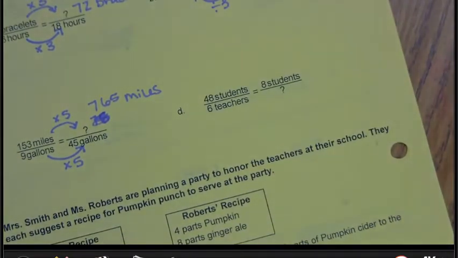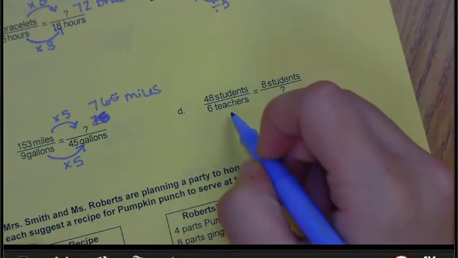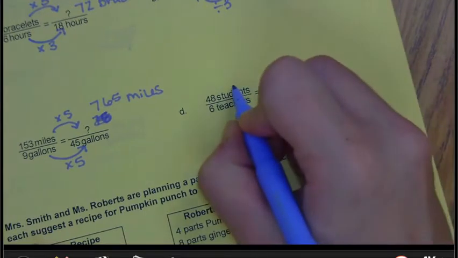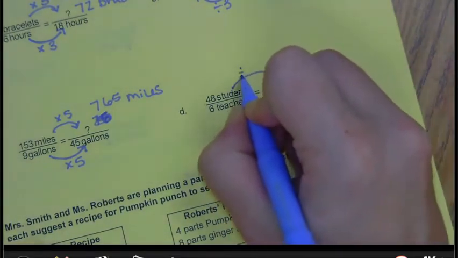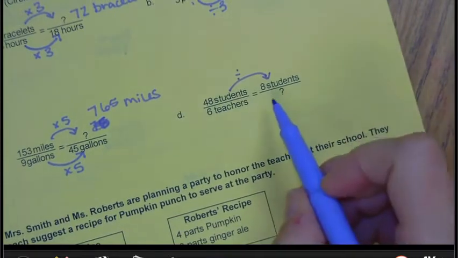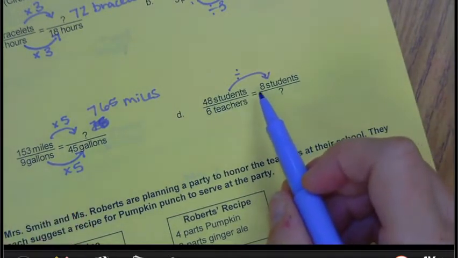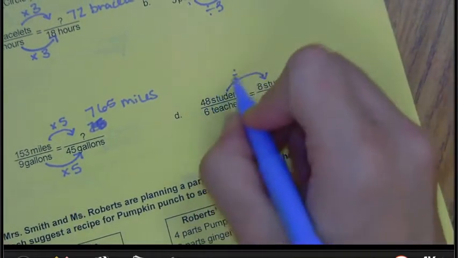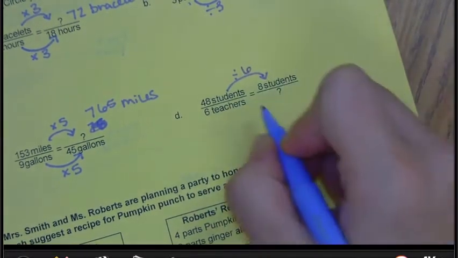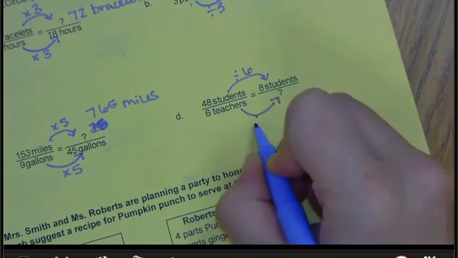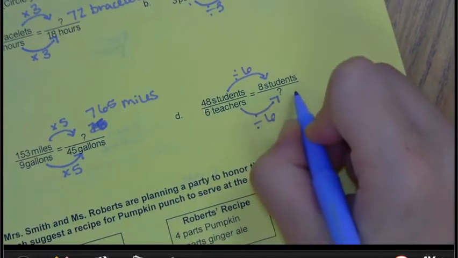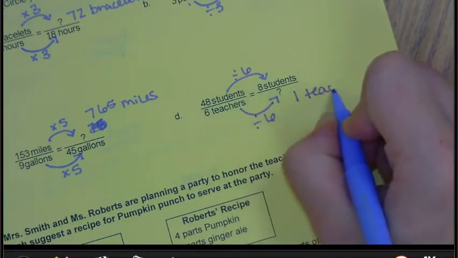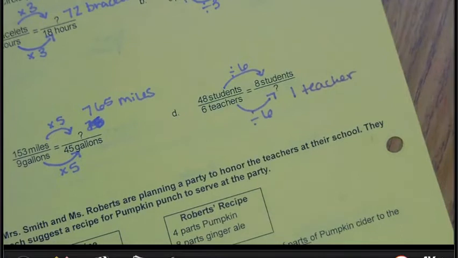All right. 48 students, 6 teachers, 8 students, unknown. Well, I'm going to scale down. I'm going to divide. Remember if you can remember the little rhyme, 6 times 8 is 48. So 48 divided by 6 gets me to 8. And what I do on top, I must do the same thing on bottom. So 6 divided by 6 is 1 for 1 teacher.